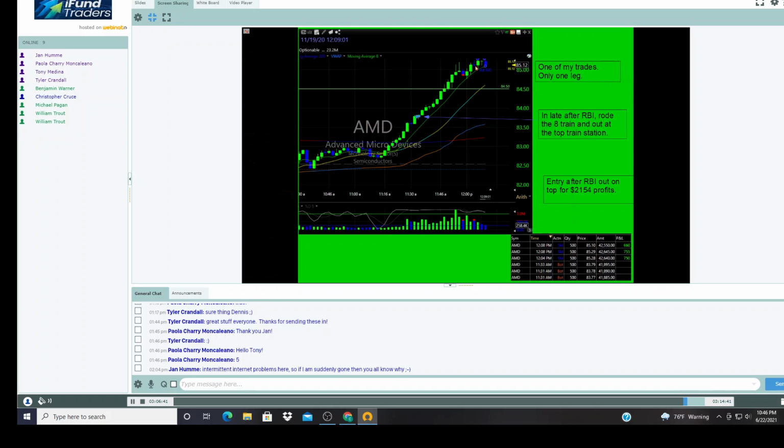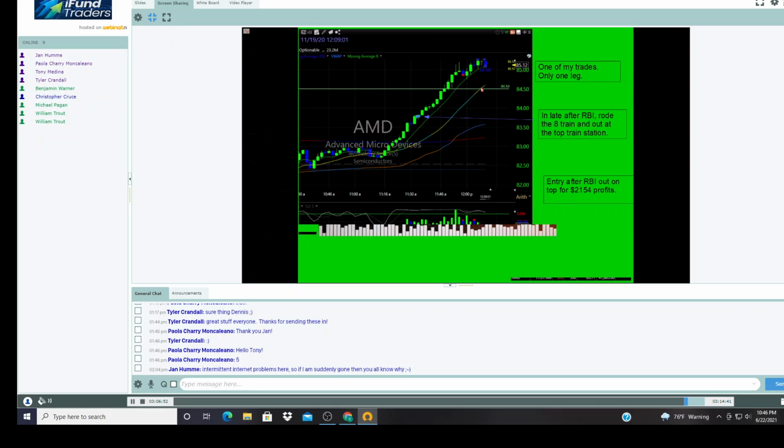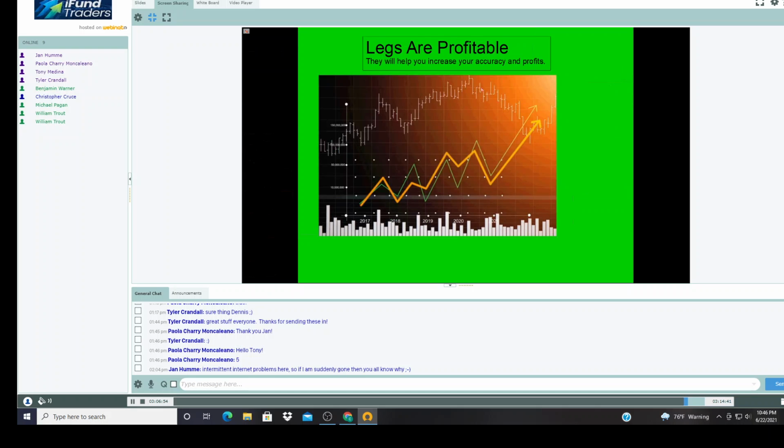What happens on one side happens on the other side. You got to know your ribbies, your pullbacks. Okay. Legs are profitable. They will help you to increase your accuracy and your profits. And so legs are another tool for your toolbox here. I give you guys tools like ribbies and gibbies and bears and bulls, 180s, and pullbacks, legs.